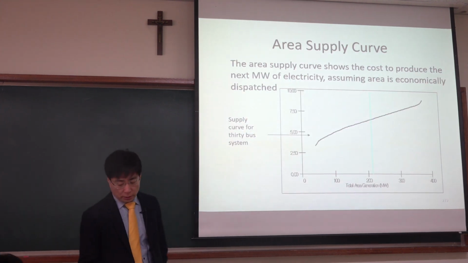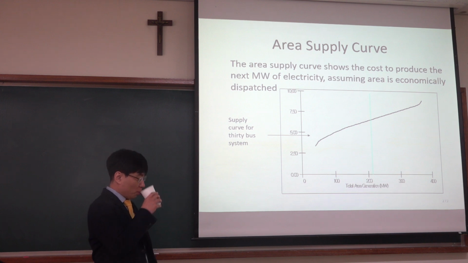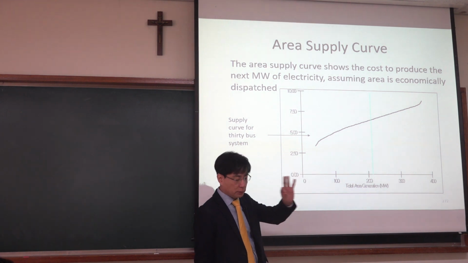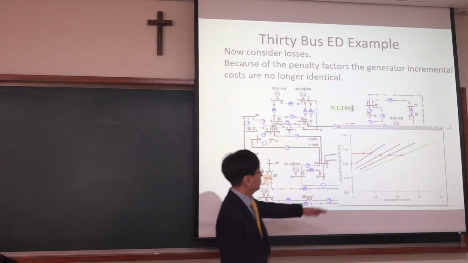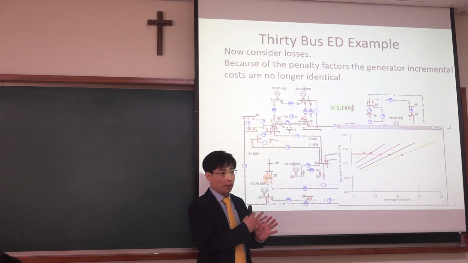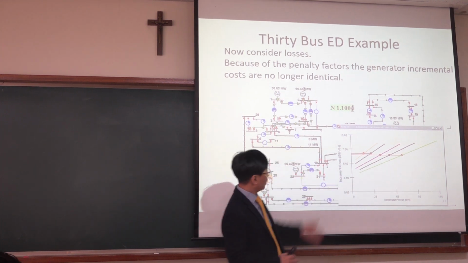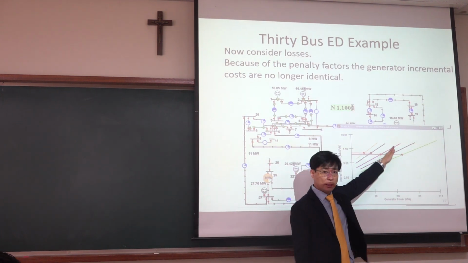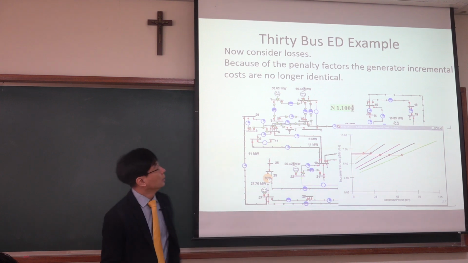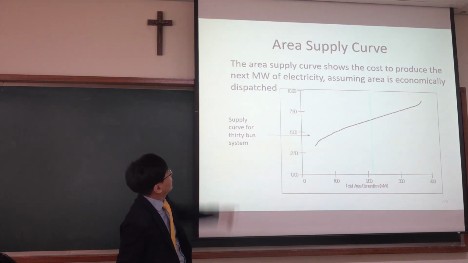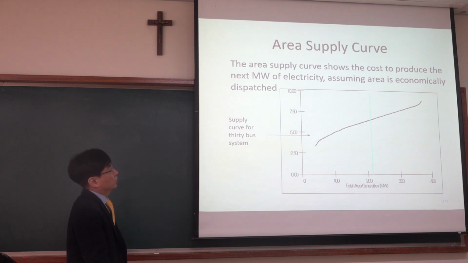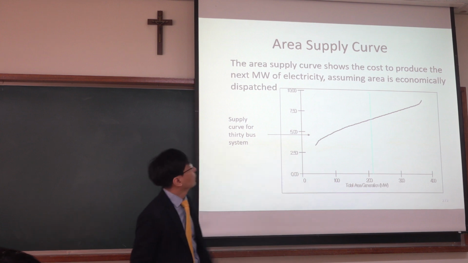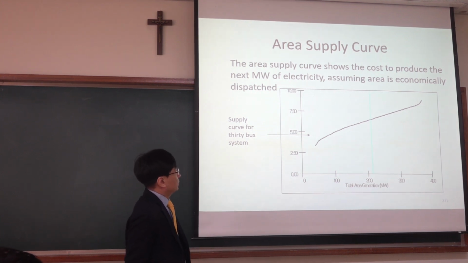Area supply curve is that. So far, we focus on the supply curve or marginal cost of each generator. So we have several of these curves, but you can just sum them up. When this is one area, there are 5 generators. Just sum them up, and you have a single supply curve that is called the area supply curve. So this is the result. The area supply curve shows the cost to produce the next megawatt of electricity. So this is the marginal cost, assuming the area is economically dispatched.